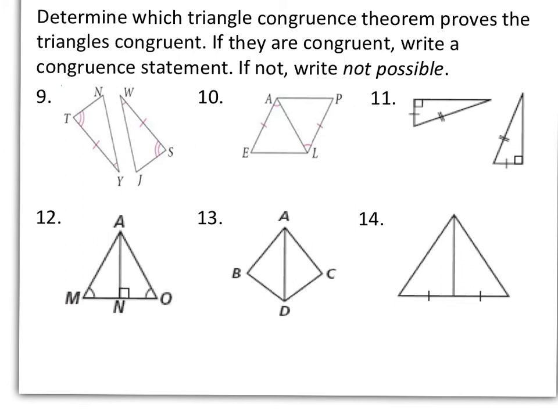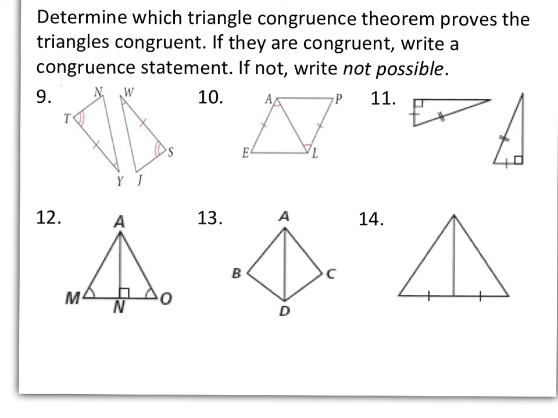Okay, here are our last examples for this section and for chapter 4. It says determine which triangle congruence theorem proves the triangles congruent. If they are congruent, write a congruent statement. If not, write not possible. So now we are thinking of all the theorems that we have done in chapter 4. So that's side, side, side; side, angle, side; angle, side, angle; angle, angle, side; and finally HL.